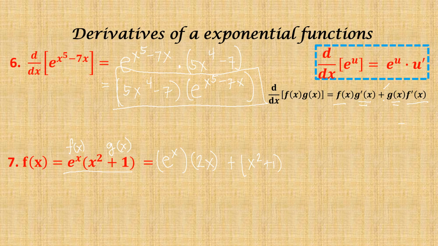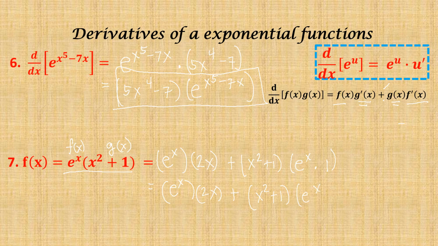Remember, this is an exponential function, e to the x. So what is its derivative? We have to copy e to the x times, what is our u in the e to the x? It's x. So what is its derivative? It's 1. So therefore, to further simplify, we know that e to the x times 2x plus x squared plus 1, simplifying e to the x times 1 is e to the x.